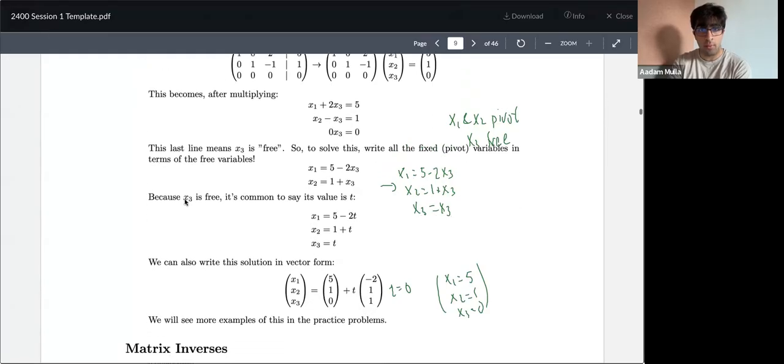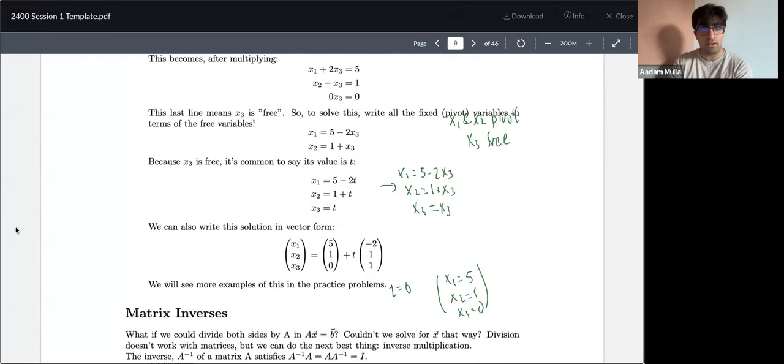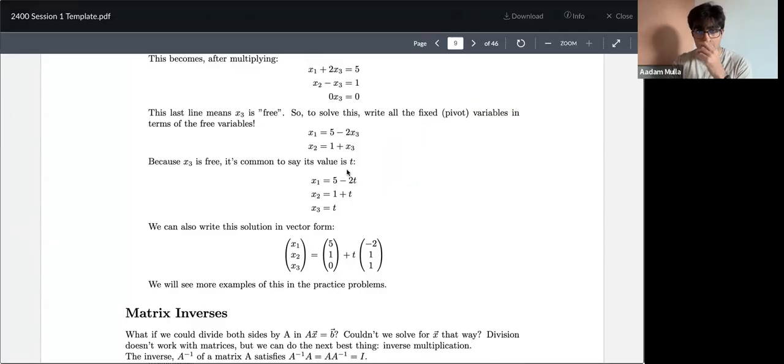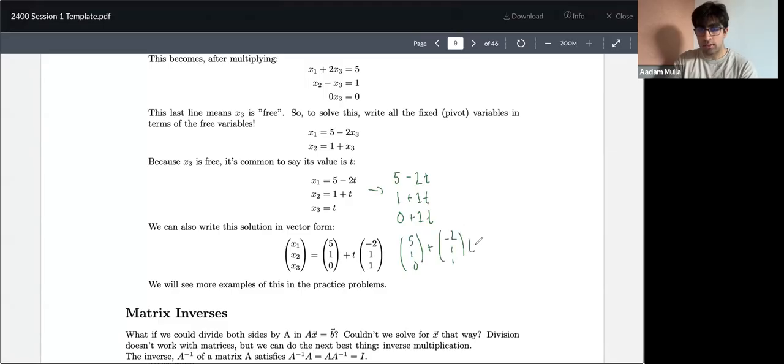The other thing that's very common is to write this in vector form. An easier way to see this would be to write x1 equals 5 minus 2t, x2 equals 1 plus 1t, and x3 equals 0 plus 1t. And as you can see, we can just add vectors. We can say this is equal to 5, 1, 0 plus negative 2, 1, 1 times t.